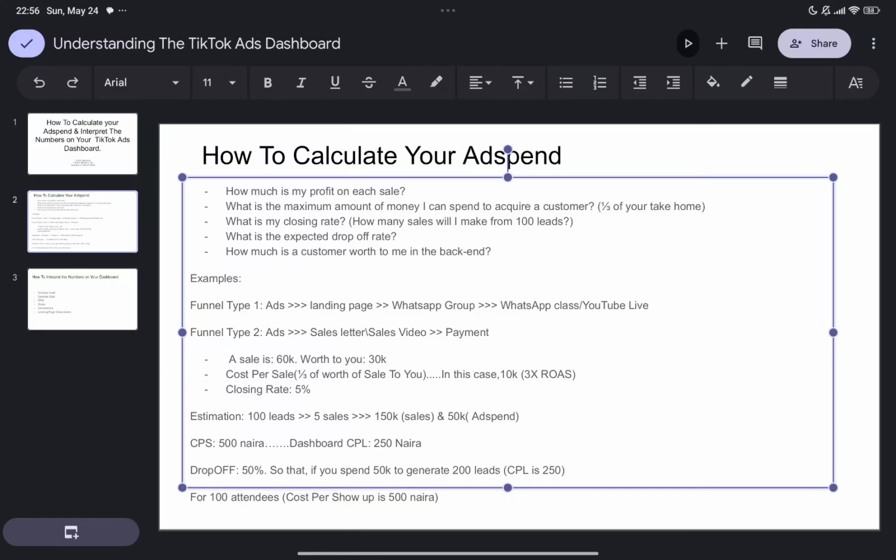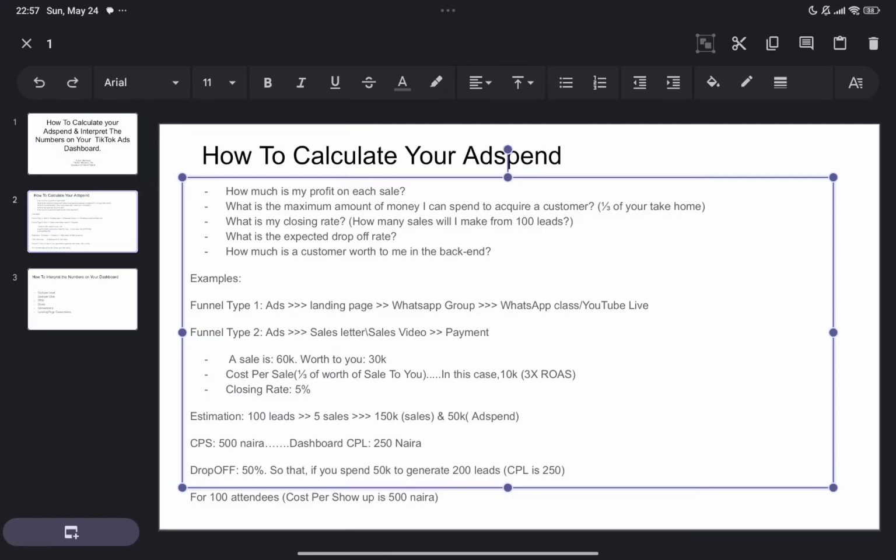Then let's assume that your closing rate is 5%, which is, if you have 100 leads in a group, in a class, you are expected to close 5 of them. I think this is me being generous. I think 5% is decent. So let's say your closing rate is 5%. Now look at this estimation here, which means if you generate 100 leads, you make 5 sales, right? And those 5 sales, based on this projection we made earlier, is 150,000 naira in sales, because 5 times 30,000 naira, which is the worth of the sale to you, is 150,000 naira.